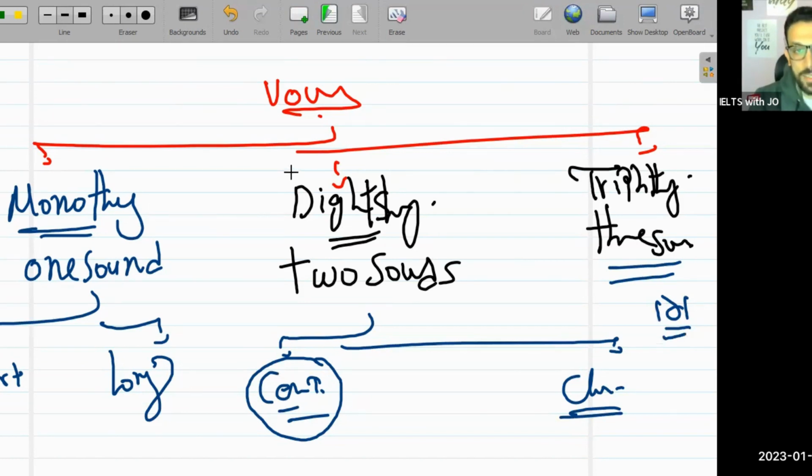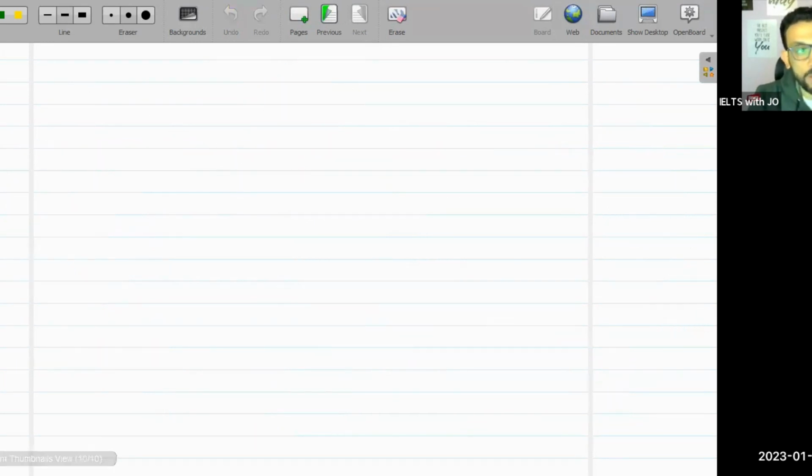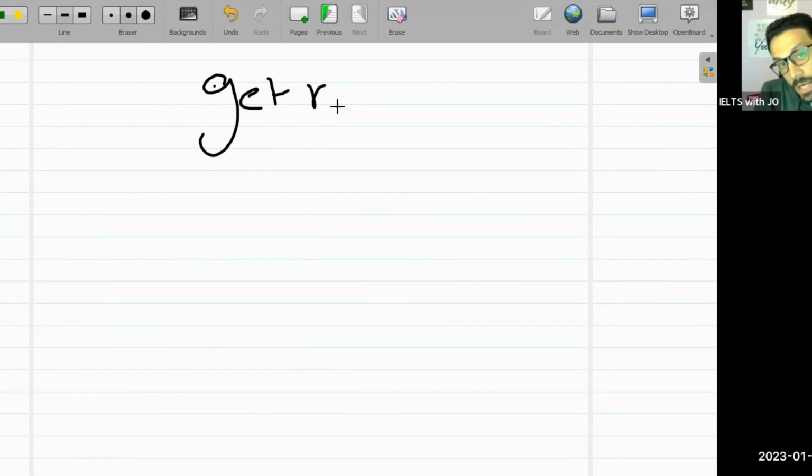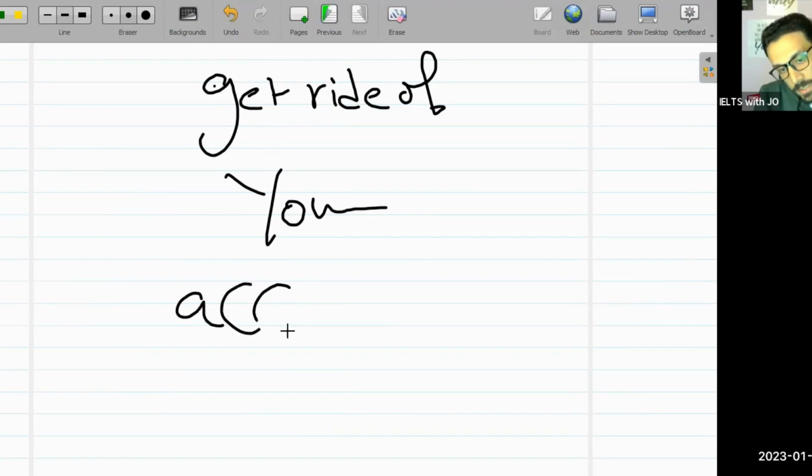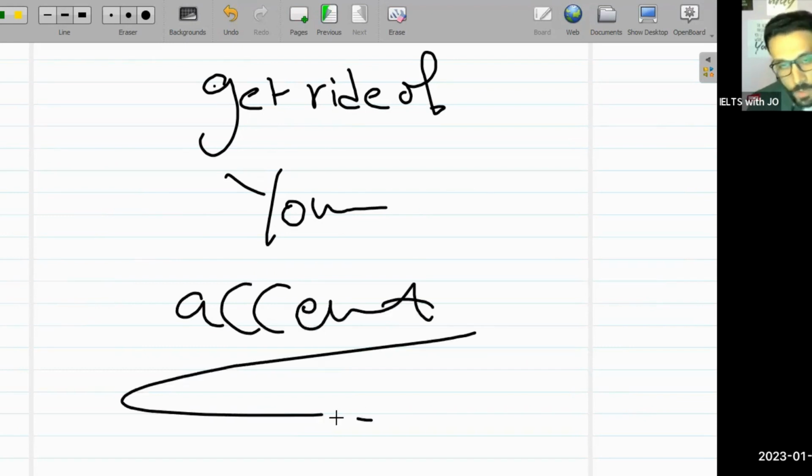What are these categories, and how can we pronounce them? We are going to depend on a PDF. I've already uploaded this PDF to the Telegram group called Get Rid of Your Accent. From the next time, inshallah, we are going to discuss these sounds: how to pronounce them individually, in a sentence, and accompanied with other sounds.